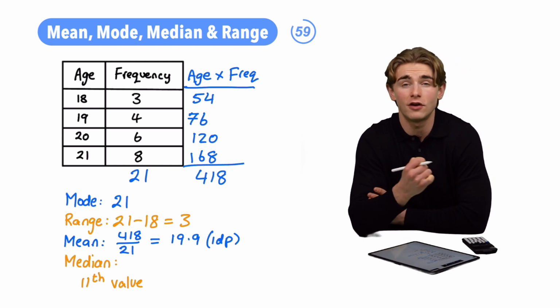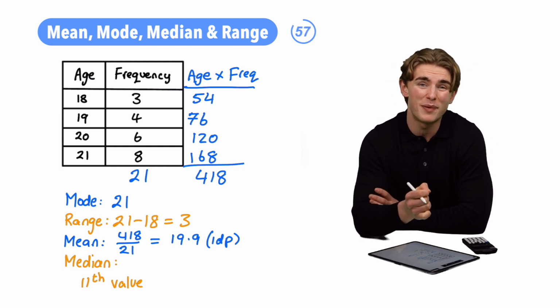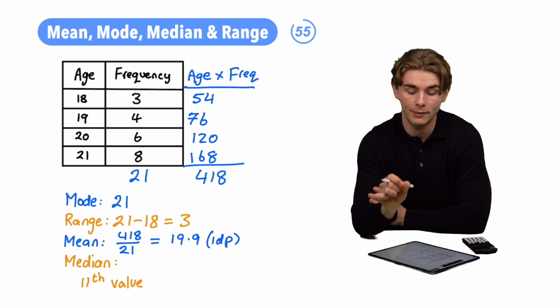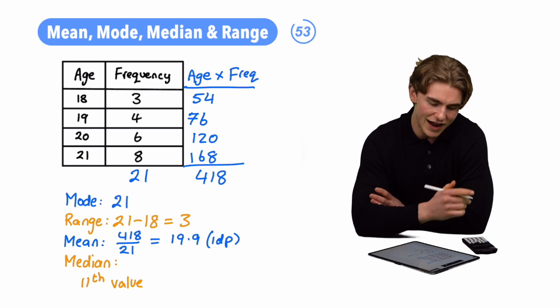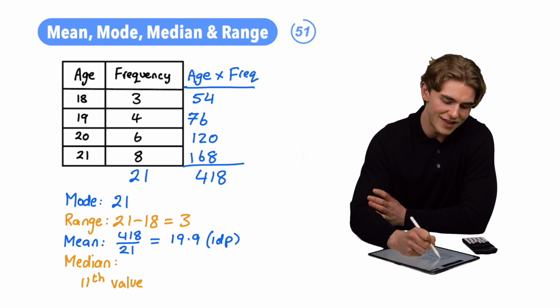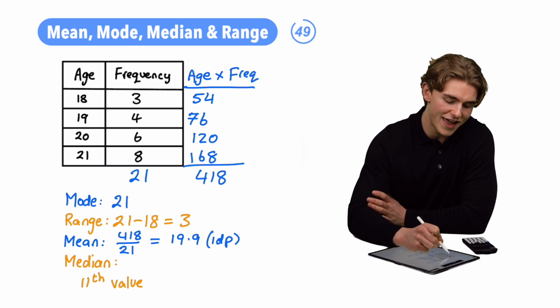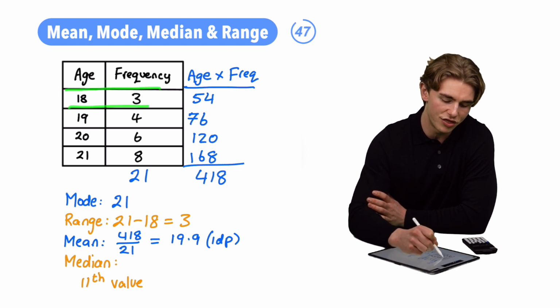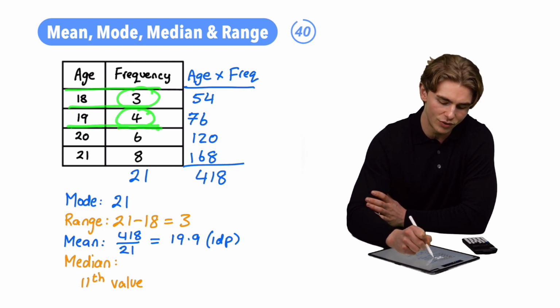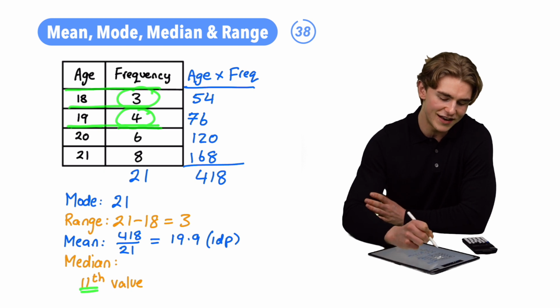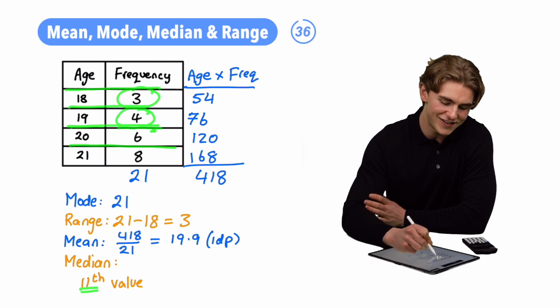How do we do that? We did our total frequency plus 1 divided by 2. Make sure you remember that, because this does come up quite a lot. So how are we going to find our 11th value? Well, we know that this row here, the 18 row, is going to take us up to our 3rd frequency. Add 4 to that because we have a frequency here. The 19 age group is going to take us up to our 7th frequency. We're still not there. And we can see that our 20 row, when we add 6 to that 7, is going to take us up to our 13th value.